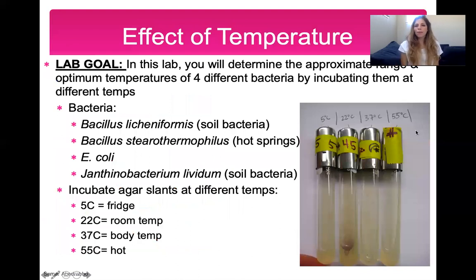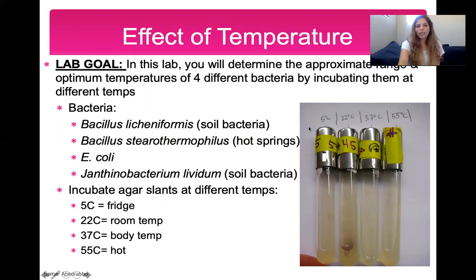Okay, in this lab, the effects of temperature lab, which unfortunately you're not doing, but if we were to envision that in the online world you were doing it, what you were going to do is take 4 different bacterial species and streak them on agar slants. So there are just these tubes that have agar in them, and then you were going to incubate or put those agar slants at different temperatures. And then when you come in the next day, you were going to pull all those tubes out and look at them and see what temperatures the organisms grew at.